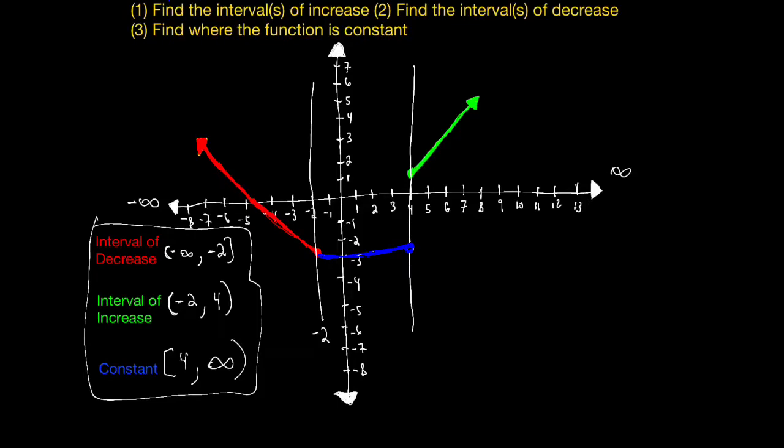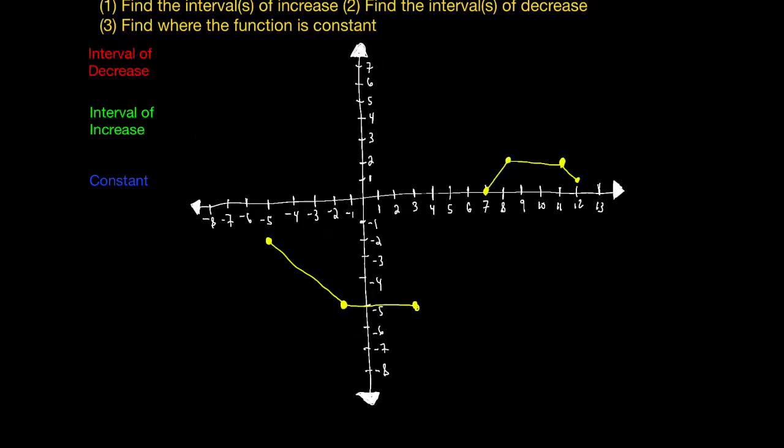So let's do one last example. Let's begin on the left, and as we scan to the right, we see an interval of decrease. So we're going to highlight this in red. Next, we look at the graph and we see that now it's constant. So we're going to highlight this area in blue. This time we don't have a jump. The function kind of just restarts here at this point.